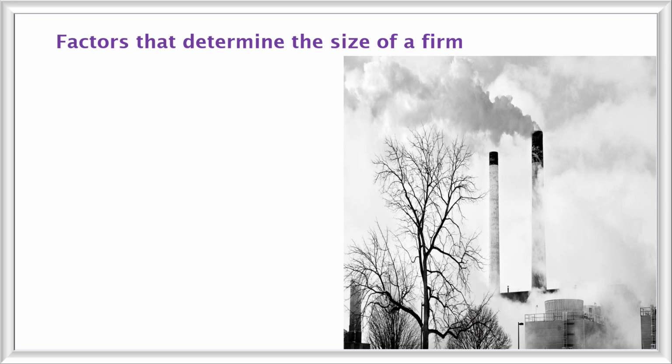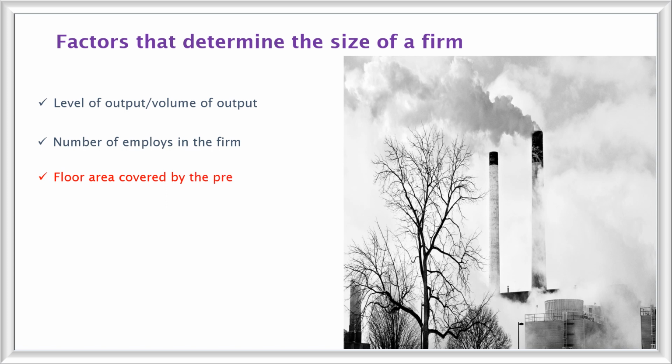How do we determine the size of a firm? One, we determine the size of a firm by the level of output or volume of the output, where a large firm will produce on large scale and a small one will produce on small scale, or the number of employees, where a small one will have few while a large firm might have many employees. We may also determine it by the coverage of their premises, whereby a firm with large floor area covered by premises may be said to be large.